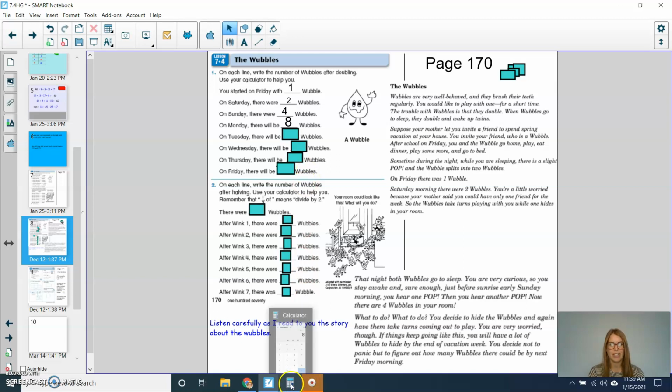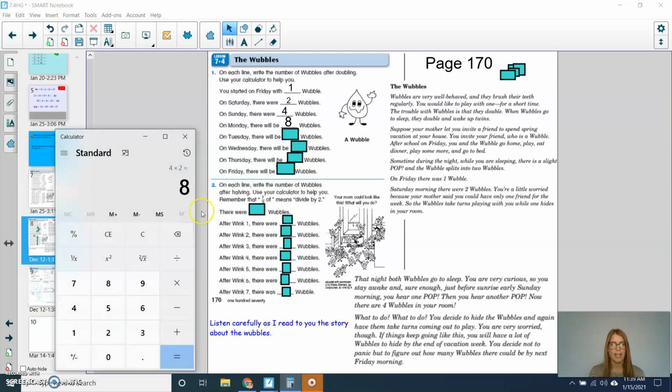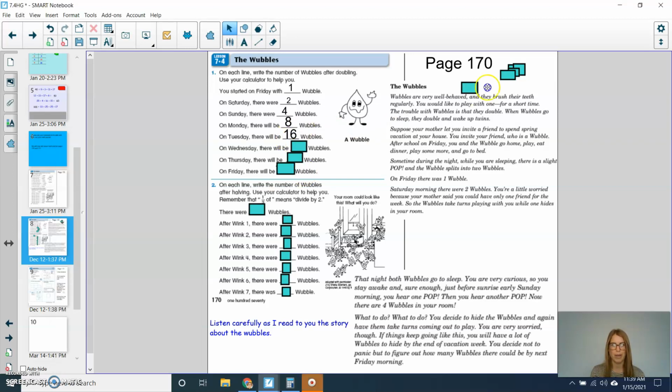All right, second graders. When we left off, we were at 8. If I hit equals, then I would have 16, 32, 64, and 128. So I'm going to pull mine over. I had my 16, my 32, my 64, and my 128. So we know that we have 128 Wubbles by Friday. Now let's take a look at part 2.